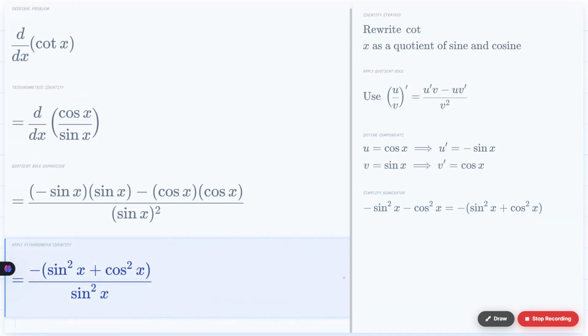We write the expression as negative of sin squared plus cos squared, divided by sin squared. We do this to prepare for a math rule. This helps us see the parts clearly.